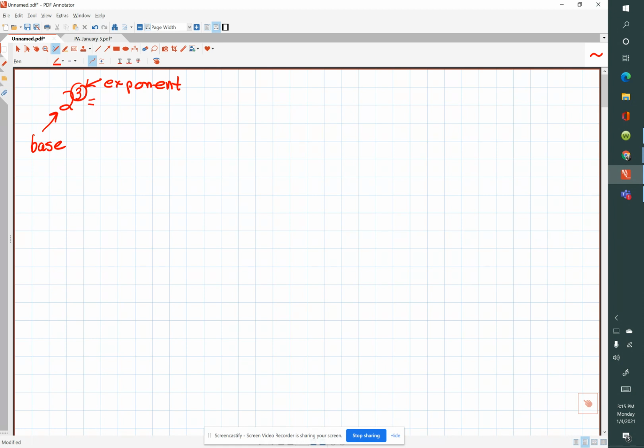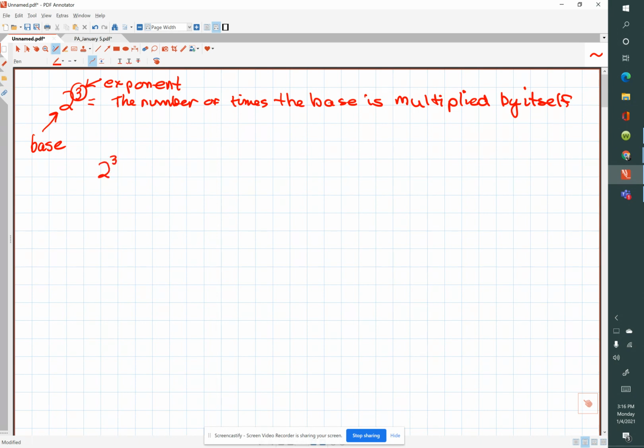And what does the exponent mean? The exponent means the number of times the base is multiplied. And it's not multiplied by the exponent, it's multiplied by itself. So when we write something like this, 2 to the third, we call that the exponential form. But we can also do something called expanded form.